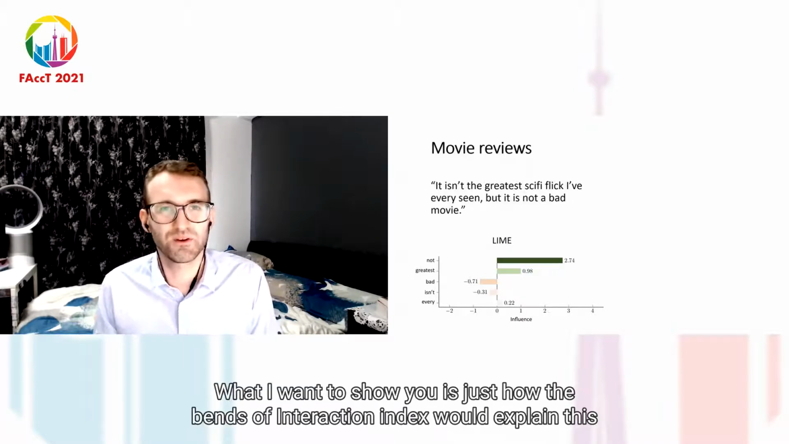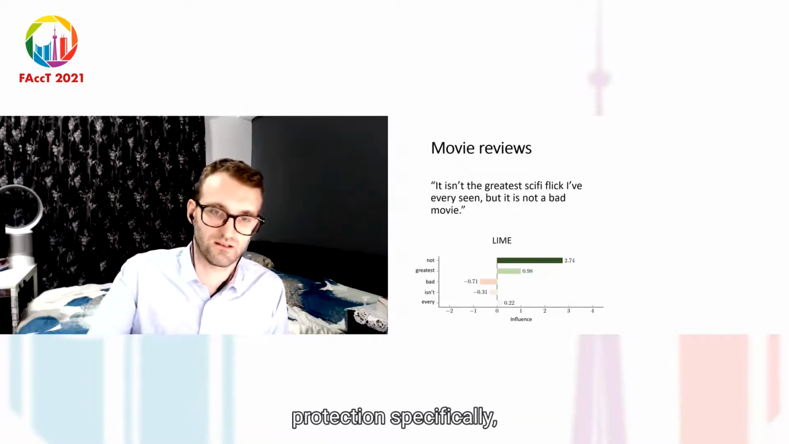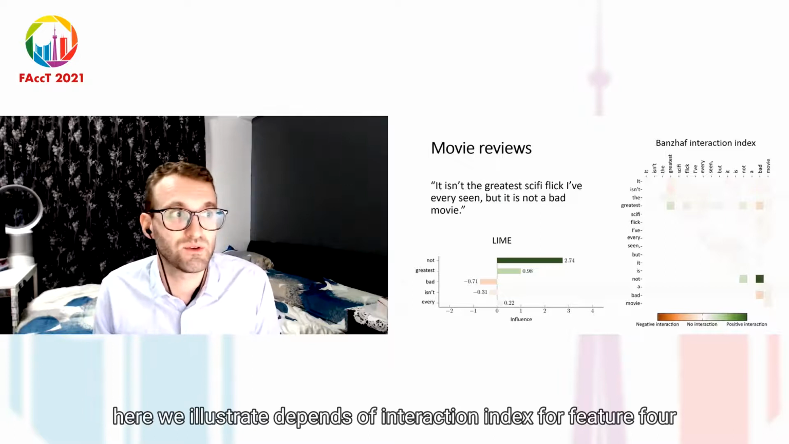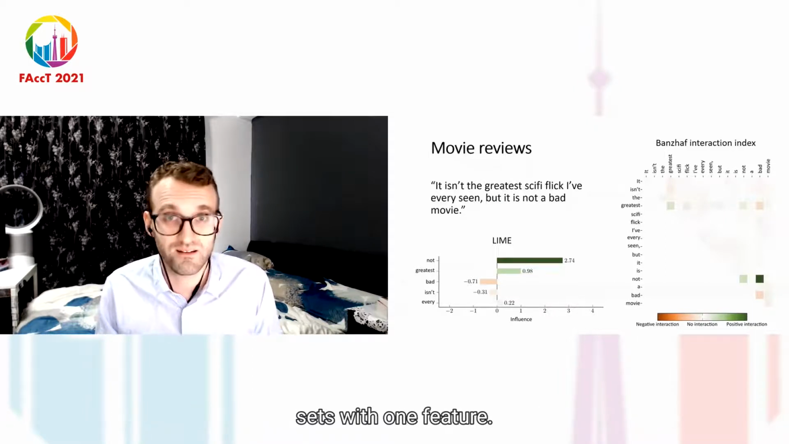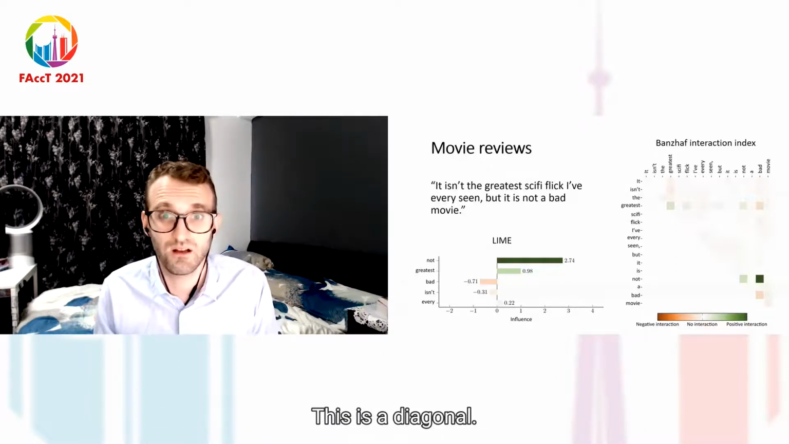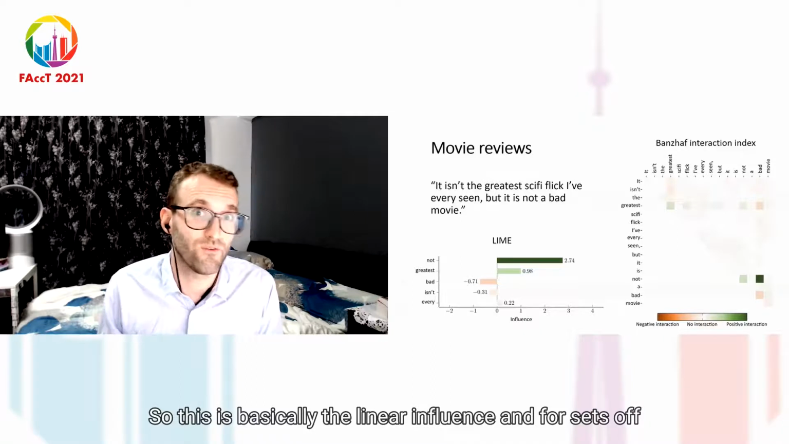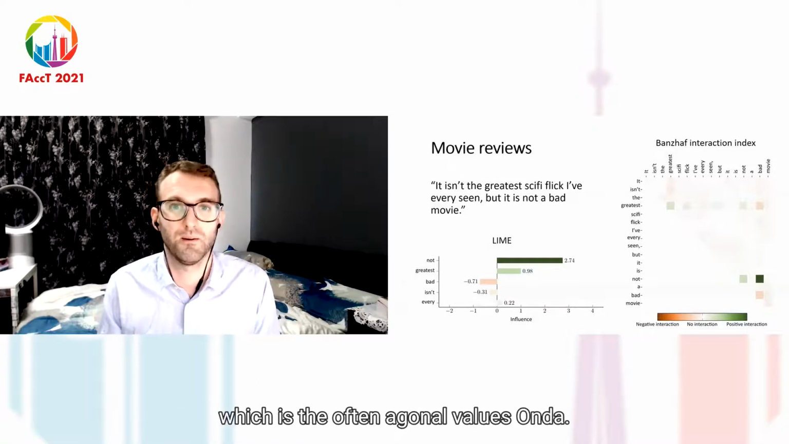What I want to show you is just how the Banzhaf interaction index would explain this prediction. Specifically, here we illustrate the Banzhaf interaction index for sets with one feature, which is the diagonal, so this is basically the linear influence, and for sets of size 2 with 2 features, which are the off-diagonal values.